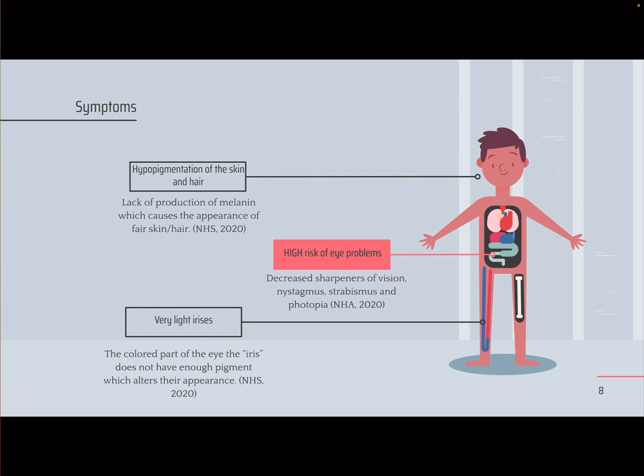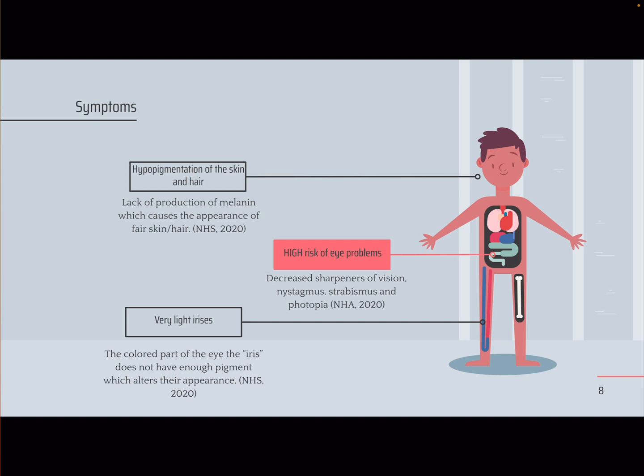OCA1 is known for symptoms that affect the hair, skin, and eyes. Hypopigmentation of the skin and hair is most common when people think of albinism. This is where there is a lack of production of melanin that causes the altered appearance of fair skin and hair. Those who have this condition are at a high risk of eye problems. This includes decreased sharpness of vision, astigmatism, strabismus, and photophobia. There is also a chance that you can have very light irises if you have this condition.